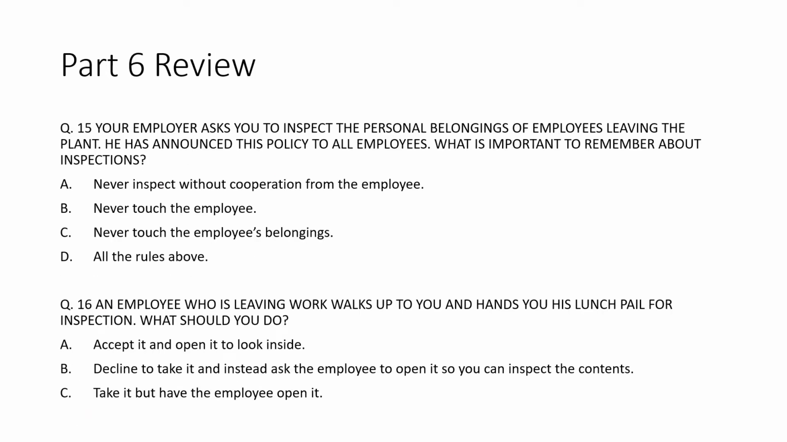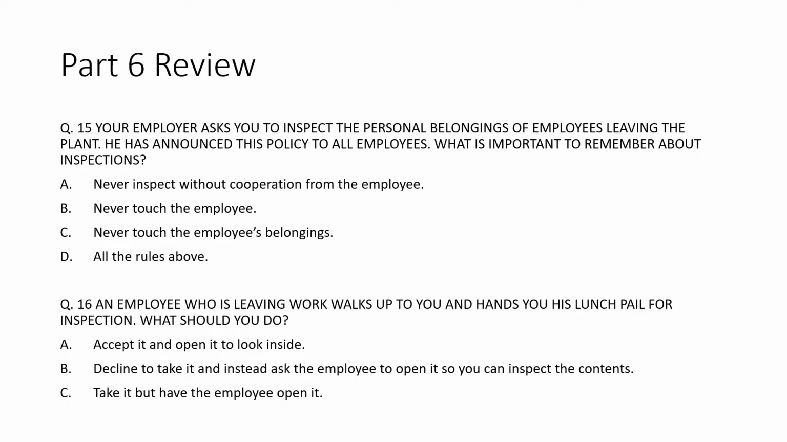Part 6, review. Question 15. Your employer asks you to inspect the personal belongings of employees leaving the plant. He has announced this policy to all employees. What is important to remember about inspections? A, never inspect without cooperation from the employee. B, never touch the employee. C, never touch the employee's belongings. Or D, all the rules above.